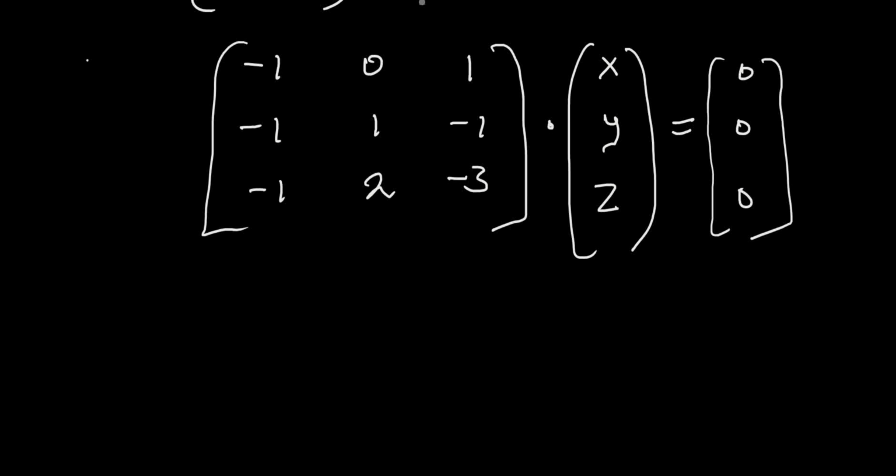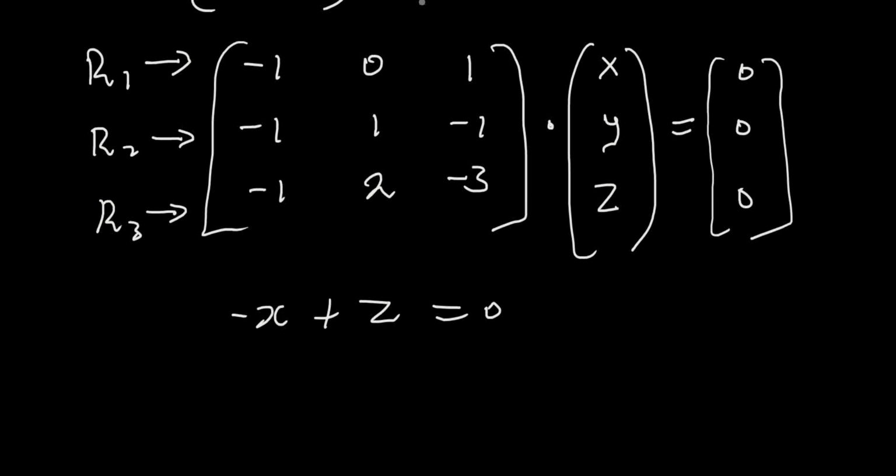So this is row 1, this is row 2, and this is row 3. For row 1, we already have 0, so we can simply use row 1. The coefficient of x is negative 1, which gives us negative x. Since the coefficient of y is 0, we skip that and move to z. The coefficient of z is 1, so plus z equals 0. If we add x to both sides, then z will be equal to x.